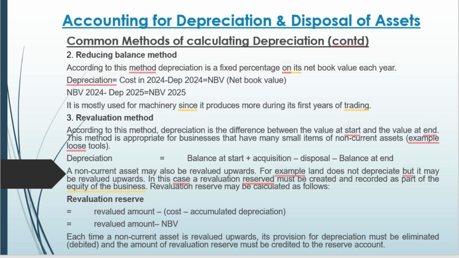A non-current asset may also be revalued upwards. For example, land does not depreciate, but it may be revalued upwards. In this case, a revaluation reserve must be created and recorded as part of the equity of the business. Revaluation reserve may be calculated as follows. Revaluation reserve equals revalued amount - cost + accumulated depreciation, equals revalued amount - NBV.